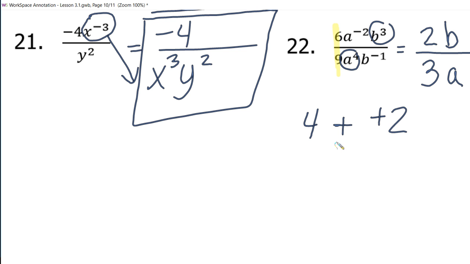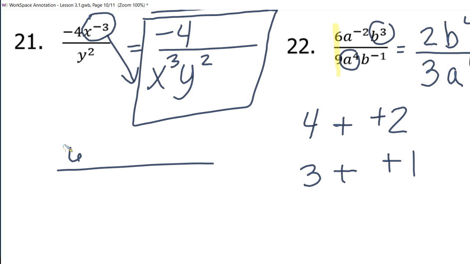And then for my B, big minus little, what's the bigger B? 3. So big minus, what's the little one? Negative 1. And what happens when I subtract a negative? Changes to positive. So 3 plus 1 is 4. So that's how you could do it if you're actually using the exponents and dividing.